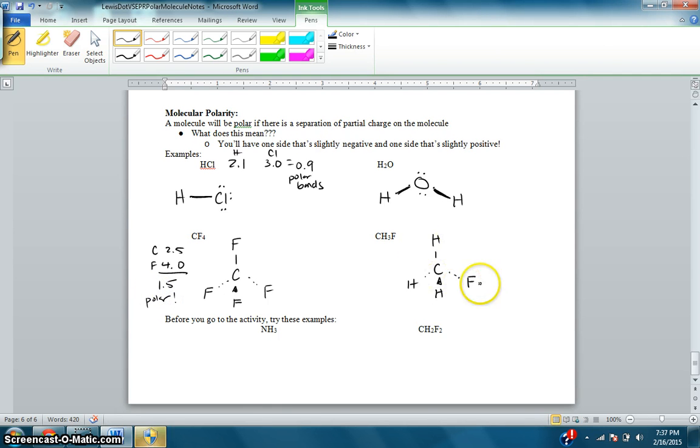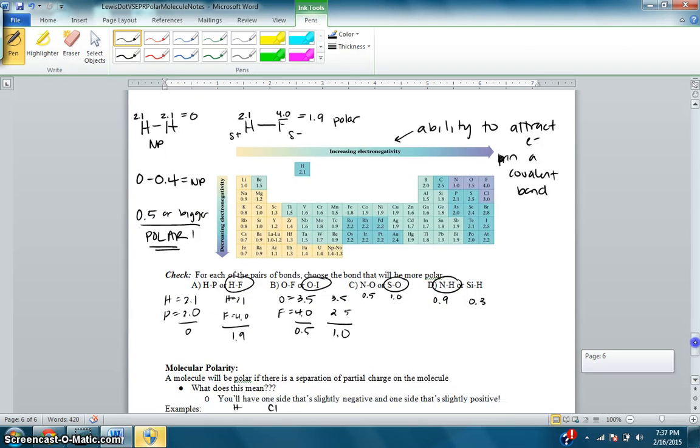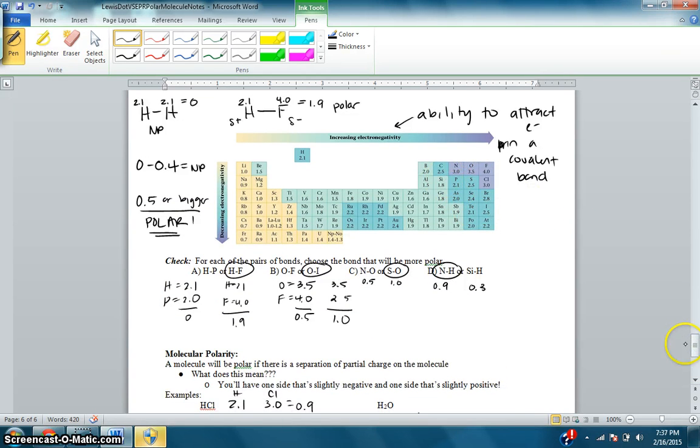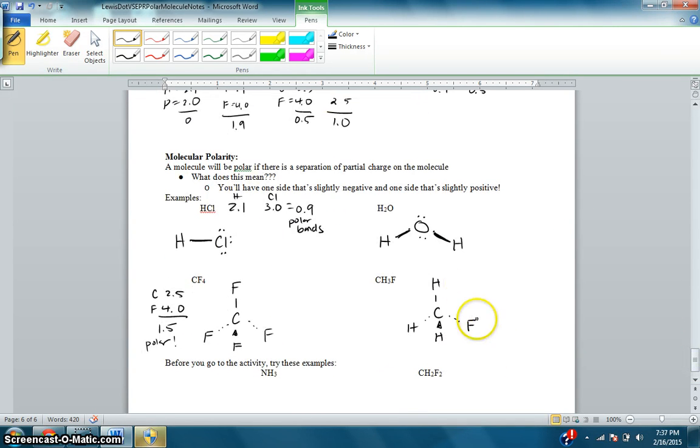Now what do we do if we have something like this over here, where we've got a C stuck to an H, a C stuck to an H, a C stuck to an H, and then a C stuck to an F? What we need to do is look at the 2 different types of bonds. We need to look at the CH bond, and we need to look at the CF bond. If we go back up here, I know my C is 2.5, my F is 4.0, so I can look at this bond first. My C is 2.5, my F is 4.0, so that's a difference of 1.5. So that means my CF bond is in fact polar.